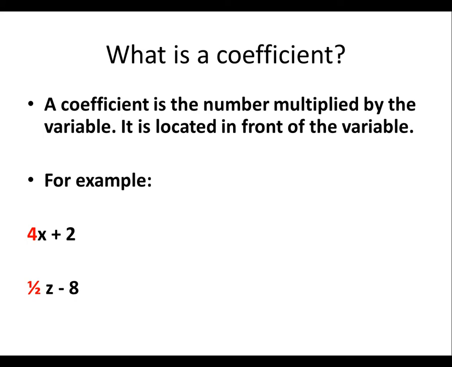Okay. What is a coefficient? A coefficient is, once again, a number that is multiplied by the variable. It is located in front of the variable. For example, in 4x plus 2, it's the 4. In 1/2 z minus 8, it's the half. The coefficient is the number multiplied by the variable. It is located in front of the variable.